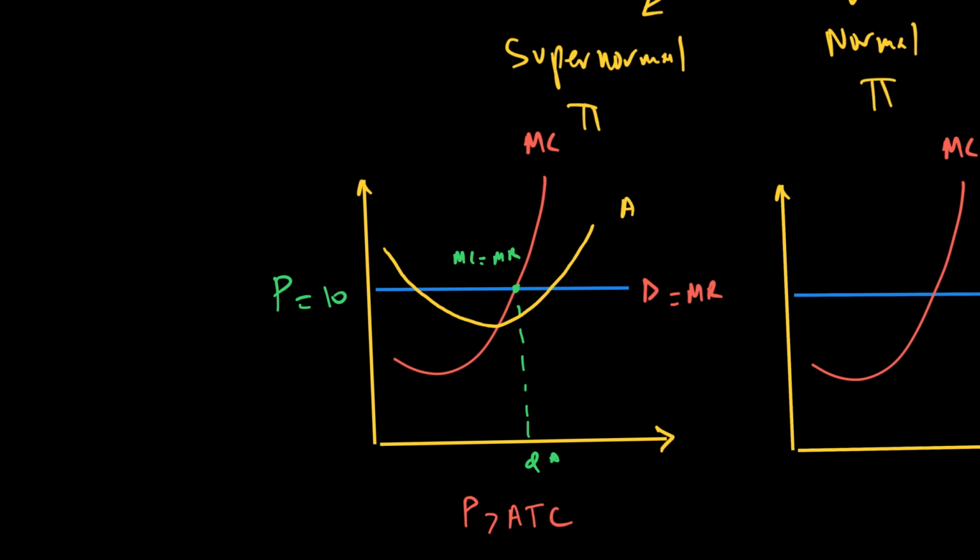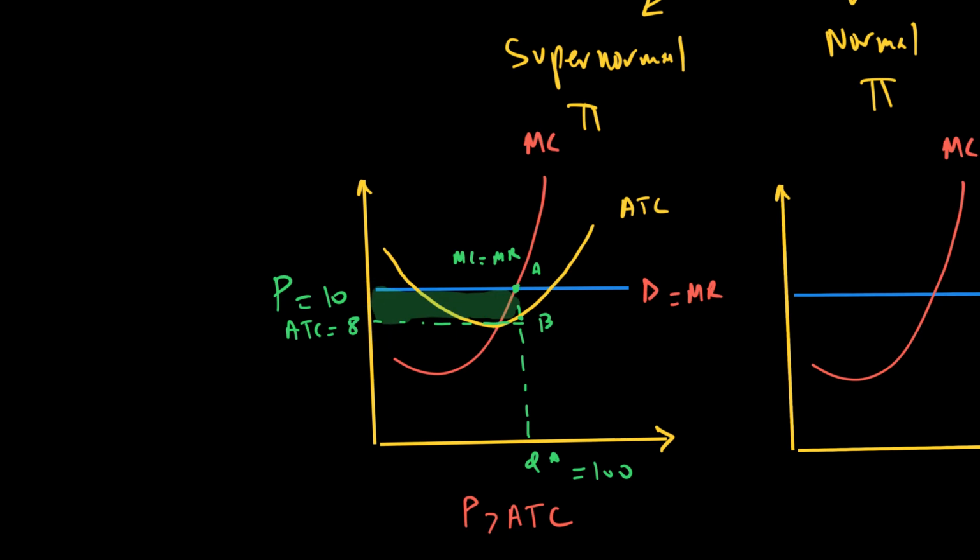But at Q star, you can see that my price is at point A, my ATC is at point B, which would mean, let's say ATC is like $8, I'm making a profit of $2, which is equal to this region here. $2 per unit, which means if the quantity is like 100, then this P minus ATC will be my profit per unit times Q star. So my supernormal profit will be this region here where price is greater than ATC.